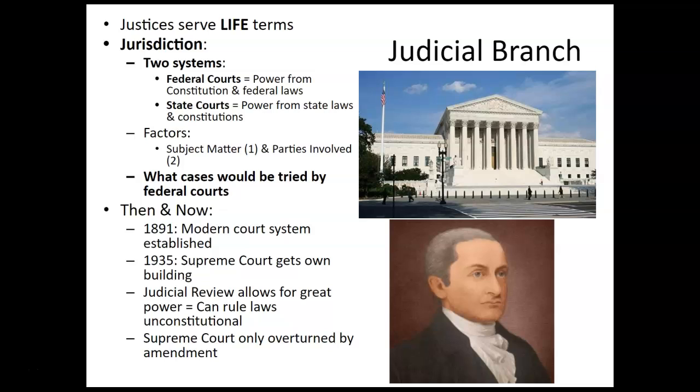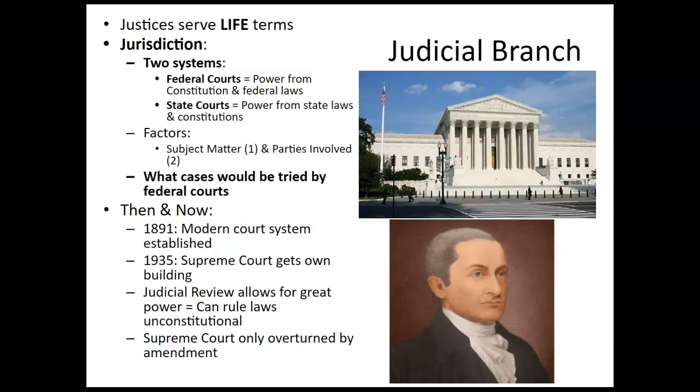All right, so the judicial branch here, we're almost done. In the judicial branch, you have Supreme Court justices. They serve life terms. So basically that means they either serve until they step down, commit a federal crime, or they pass away. And there are two systems of jurisdiction in terms of how our judicial branch is broken up. You have federal courts and you have state courts. And then the local courts fit within the state court parameter.